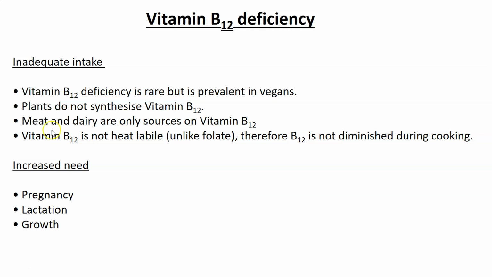The good thing about vitamin B12 is that it's not heat labile, which means that it doesn't diminish during cooking. So you can cook it, you can apply heat to it, and it'll still stay active. That's unlike folic acid. Folic acid, as soon as you heat it, gets destroyed. Not all of it gets destroyed, so a little bit remains behind. But if you want to get the maximum folic acid, it's best to eat those plant sources which are rich in folic acid raw.